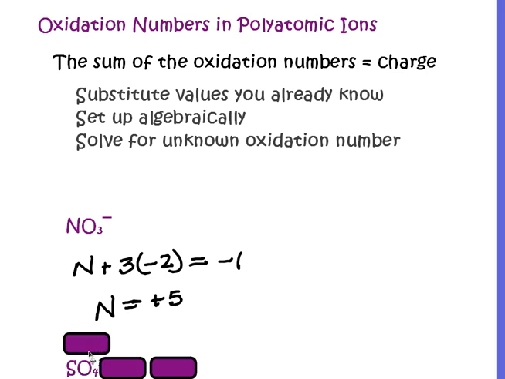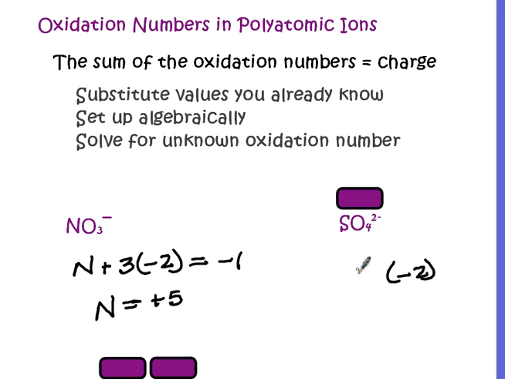Let's try another one. I got SO4 here. So again, I know what oxygen is. It's -2 times 4, because I got 4 of them. I don't know what sulfur is, but the whole thing is equal to -2. 4 times -2 is -8. So sulfur here must be equal to plus 6.